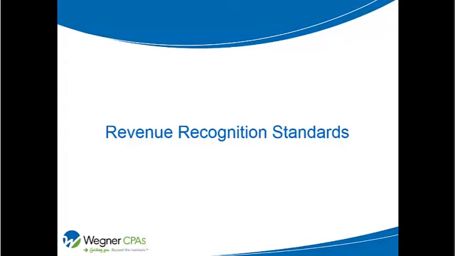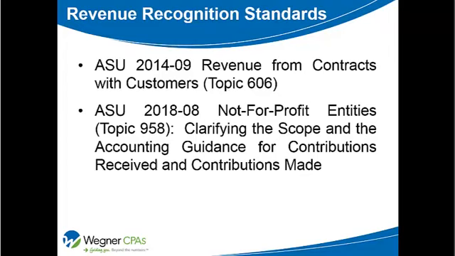We've got ASU 2014-09, which was called Revenue from Contracts with Customers. And then we have ASU 2018-08, which is in the not-for-profit entities topic, called Clarifying the Scope and the Accounting Guidance for Contributions Received and Contributions Made.